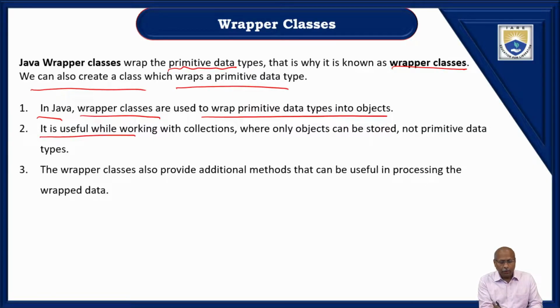It is useful while working with the collection. Whenever you are using the collection concept, in the collection everything will be stored in terms of objects. So if you want to store primitive data in a collection, then you have to convert the primitive data into an object. That object you can store in a collection, where only objects can be stored, not primitive data types. So collection will allow only storing objects. If you want to store primitive data, you have to convert the data into an object. That time you need a wrapper class.